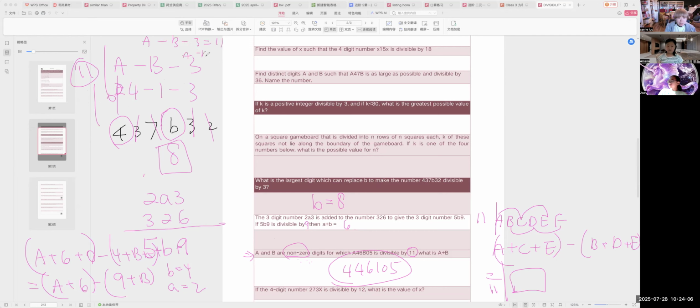So A minus B equals 14. 可不可能？ They are two-digit numbers, so it's impossible. So that's the only answer. So A plus B equals what? 4 plus 1 equals 5.